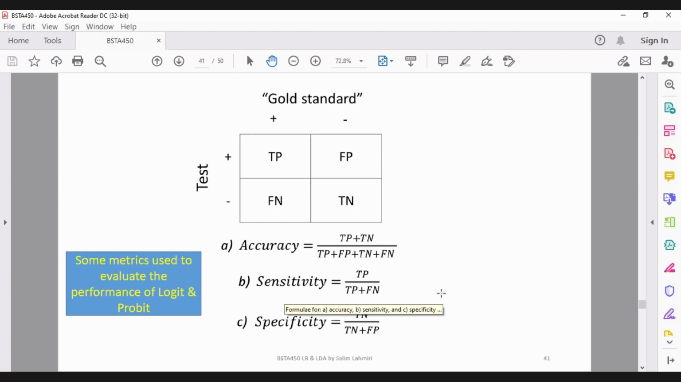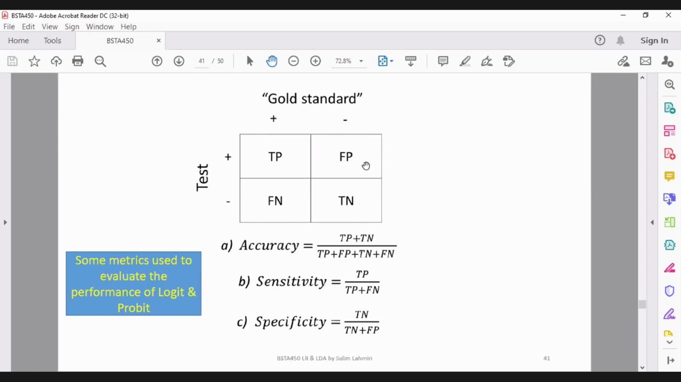There are performance metrics you need to know for evaluation of accuracy of the model. We call some metrics accuracy, sensitivity, and specificity. Accuracy is the ability of the model to correctly classify all examples.